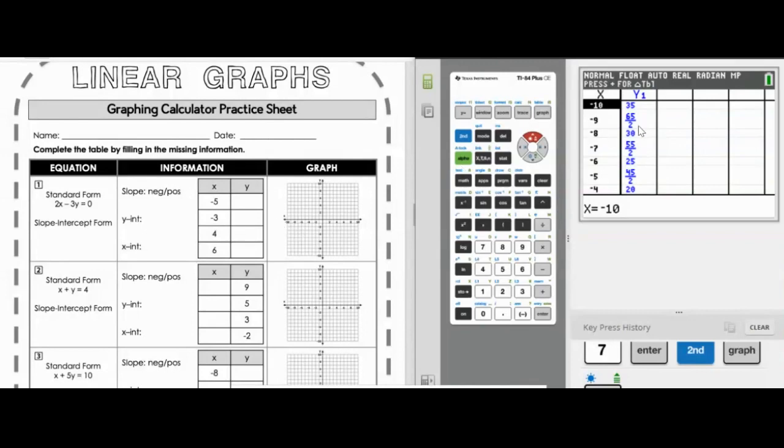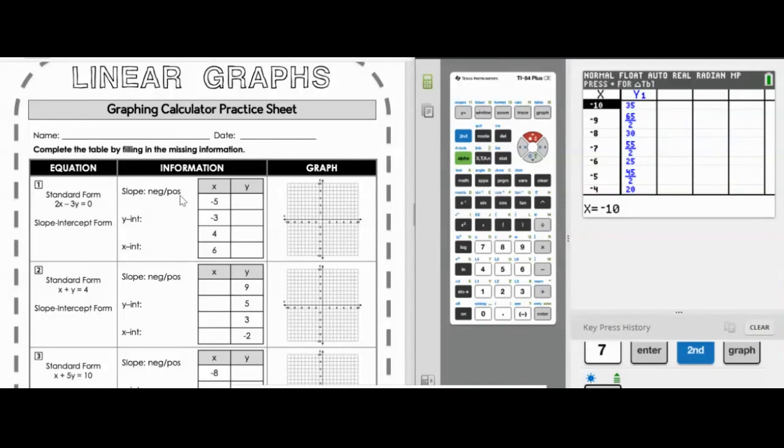I would use the table feature, as you can see here, to fill out the table information in this middle portion. You can also use these points to put onto your graph and to sketch. Then you're supposed to identify 3 things. You're supposed to tell whether or not the slope is negative or if it's positive.